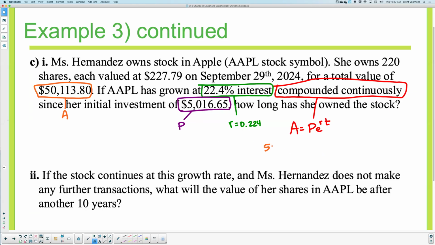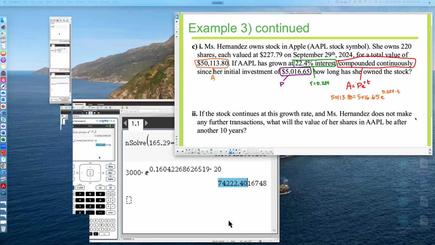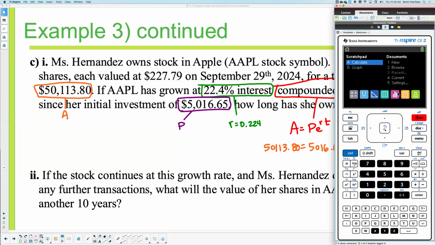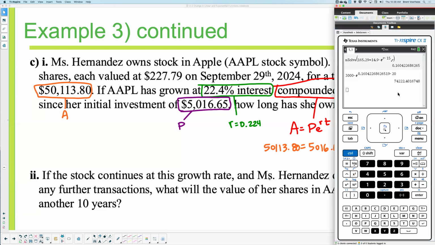All right, we plug in our values. So 50,113.80 is our final amount. P is 5,016.65. E, the rate is 0.224 times what? How long? We don't know. That's what we're trying to find. Will this be an insolve or just typing it straight in? Insolve, yep. So we'll learn how to solve that in the coming days, but right now, it's just an insolve.